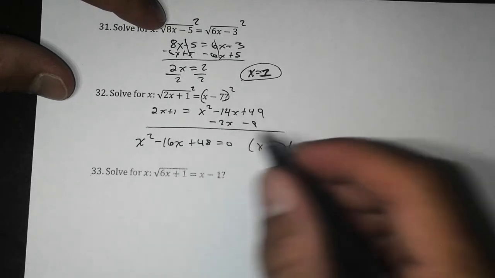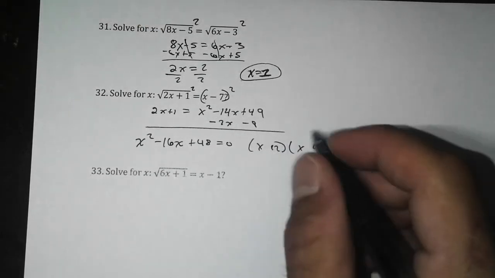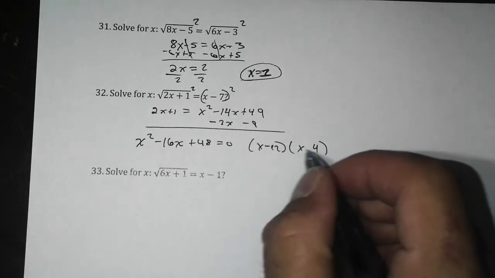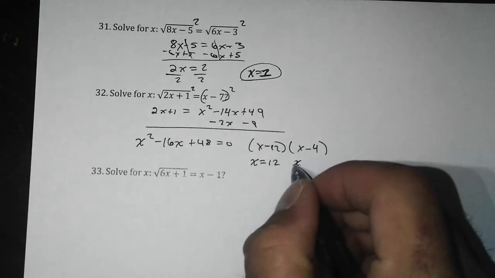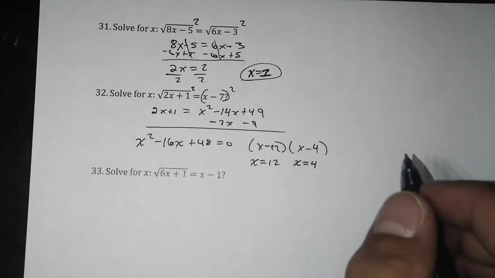Factors of 48 that add up to 16 are 12 and 4. Okay, negative 16, so they both have to be negatives. We solve this, we get x equals 12. Here x is equal to 4. Now we have to check.